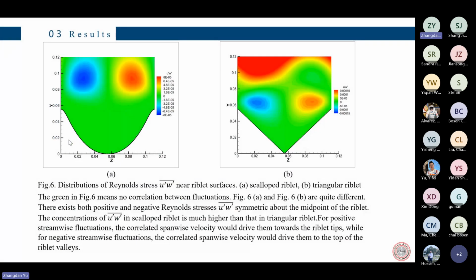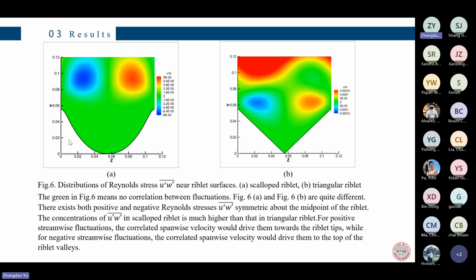The green in figure 6 means no correlation between the fluctuations. Figure 6A and figure 6B are quite different. There exist both positive and negative Reynolds stress symmetric about the midpoint of the riblet. The concentration of UW in scalloped riblets is much higher than that in triangular riblets.